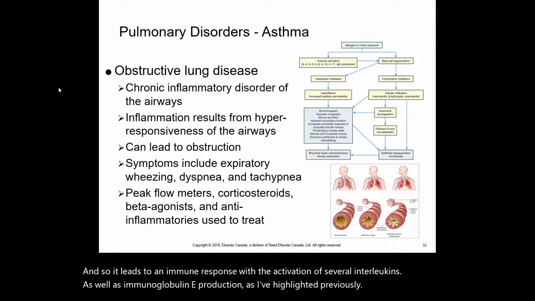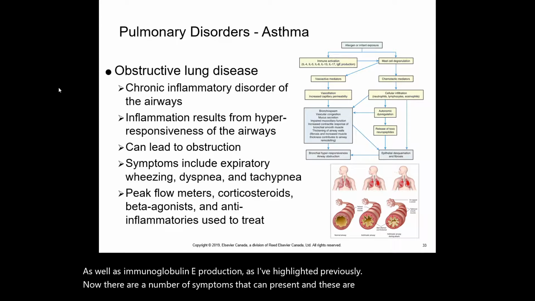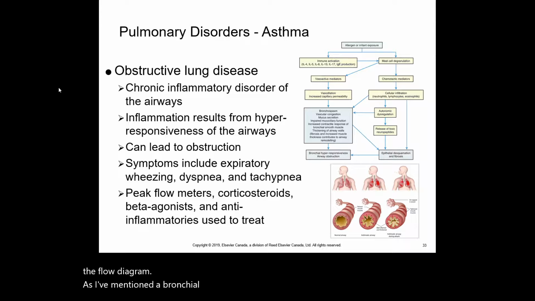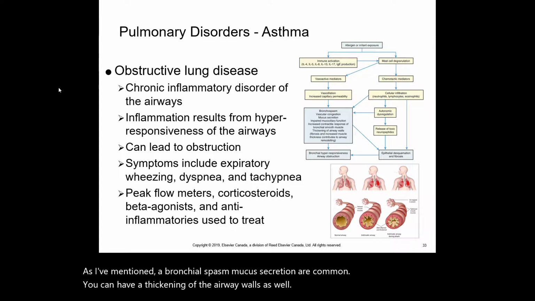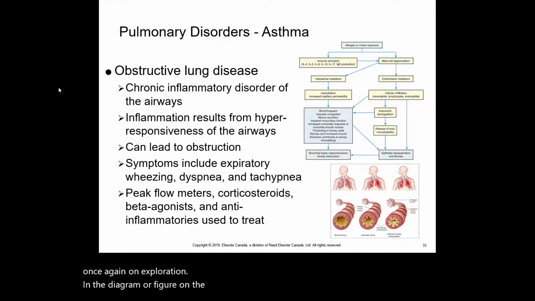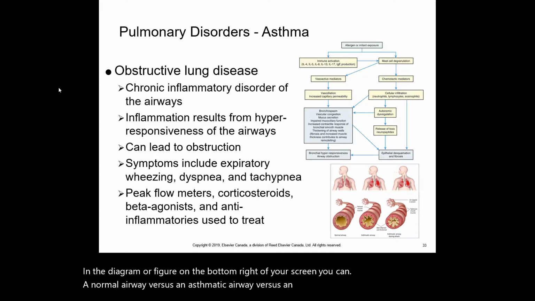Now, there are a number of symptoms that can present, and these are highlighted in blue on the flow diagram. As I've mentioned, bronchial spasm and mucus secretion are common. You can have a thickening of the airway walls as well. And essentially what happens is you have an airway obstruction that is particularly notable, once again, on expiration. In the figure on the bottom right of your screen, you can actually see a normal airway versus an asthmatic airway versus an asthmatic airway during one of those episodic attacks where bronchial spasm is occurring.